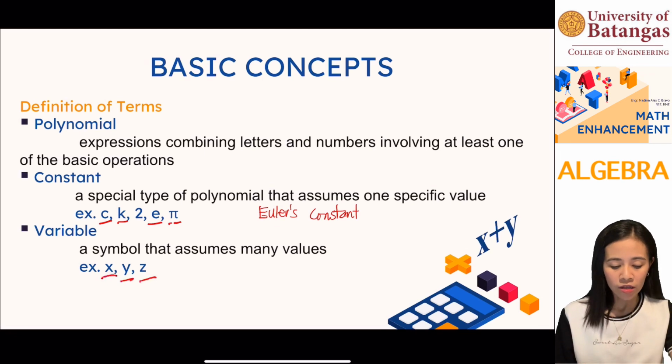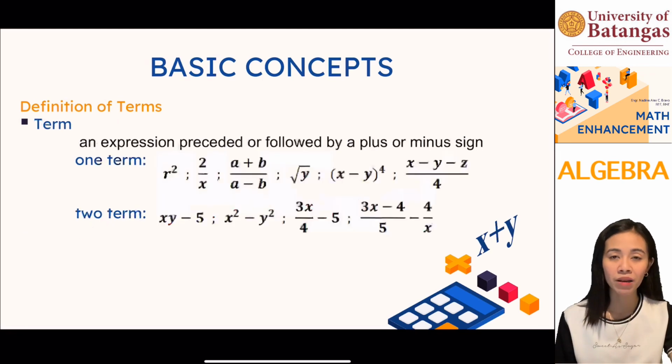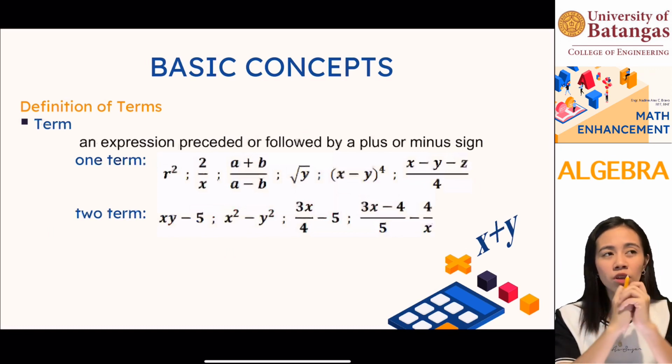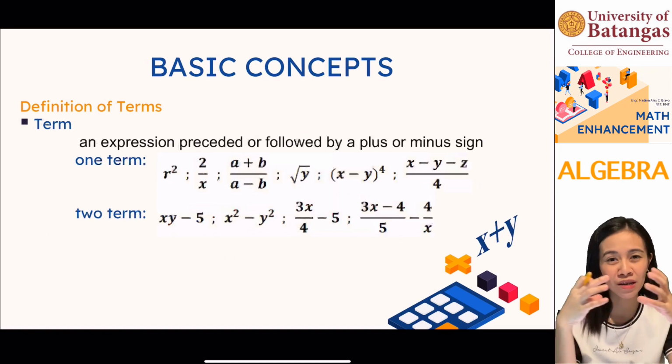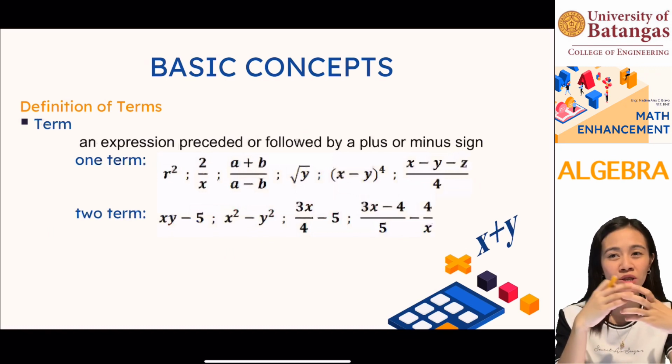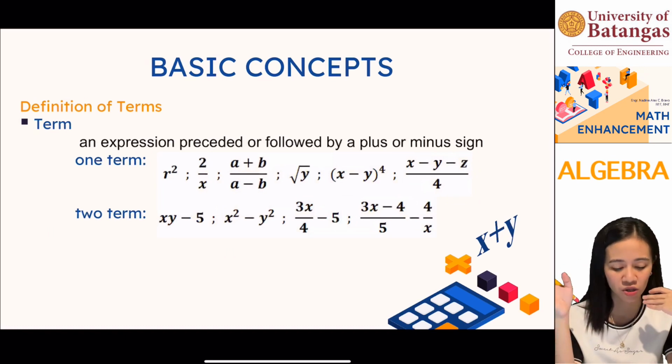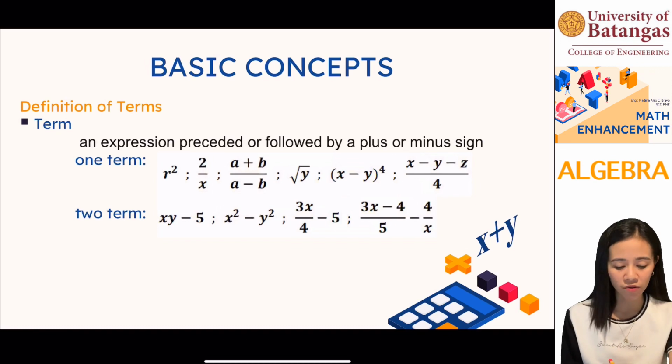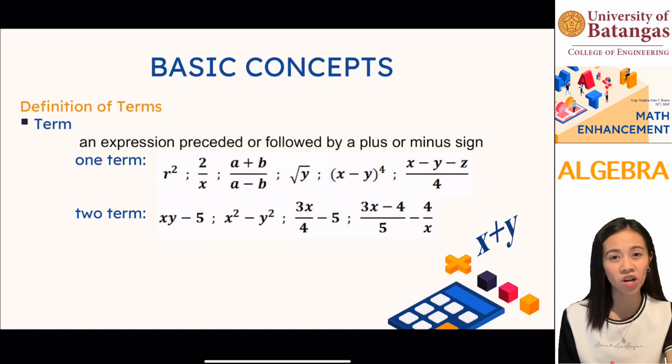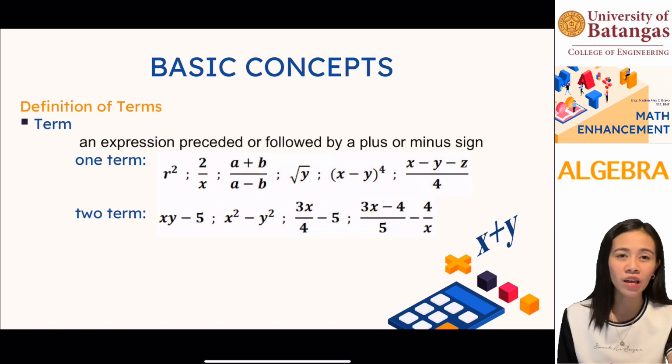Okay? Following this, you have term. So, pag sinabi nating term, this is an expression preceded or followed by a plus or minus sign, or sa madalit sabi, this is a single expression normally bounded by product or division. Pero to differentiate one term to another, they are separated by plus or minus or addition or subtraction. Okay, so one term, example sa atin ng one term ay r squared. So as you can see, this is r times r. So ibig sabihin, you have dalawang r na nakamultiply sa isa't isa. We simplified it as r squared. Pero still, one term pa rin ang tawag doon.